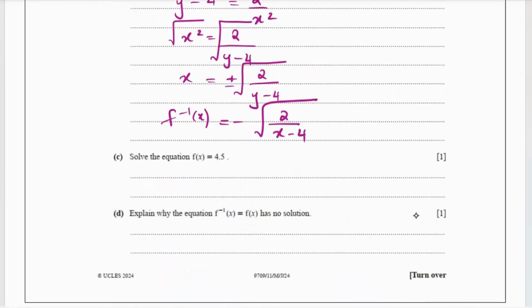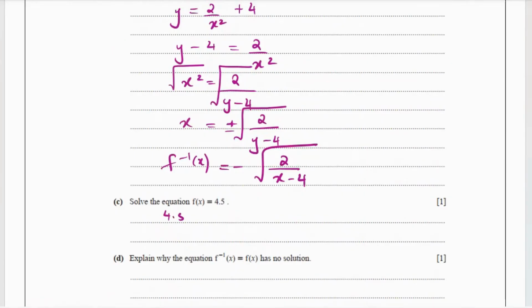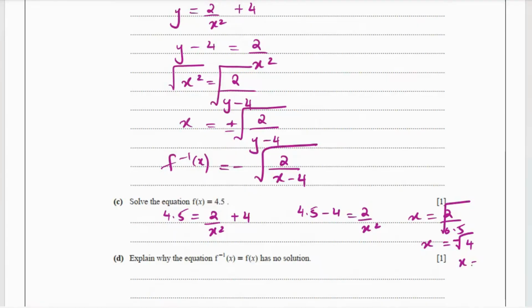Then solve the equation f of x equals 4 minus 5. So 4 minus 5 equals 2 over x squared plus 4. So that's going to be 4.5 minus 4 equals 2 over x squared. x would be 2 over 0.5 being square rooted, and that is going to give us root of 4. Since they want the negative value because f of x is less than 0, x is going to be negative 2. That is your answer.